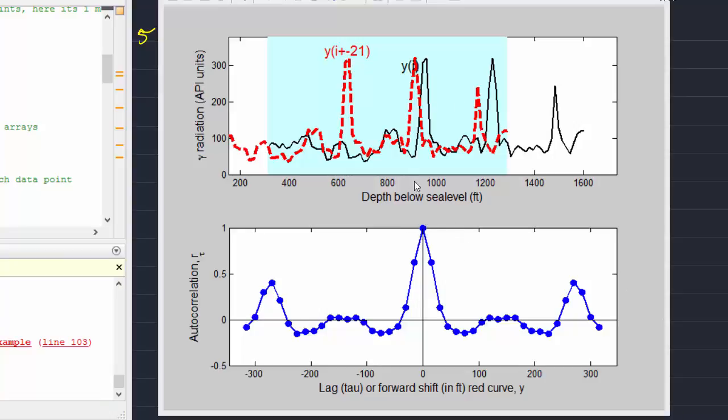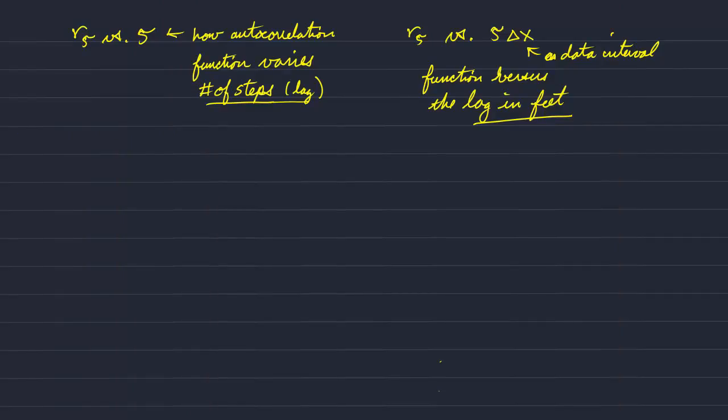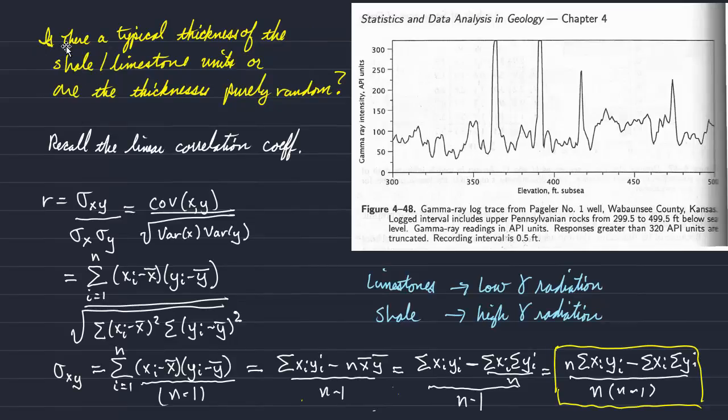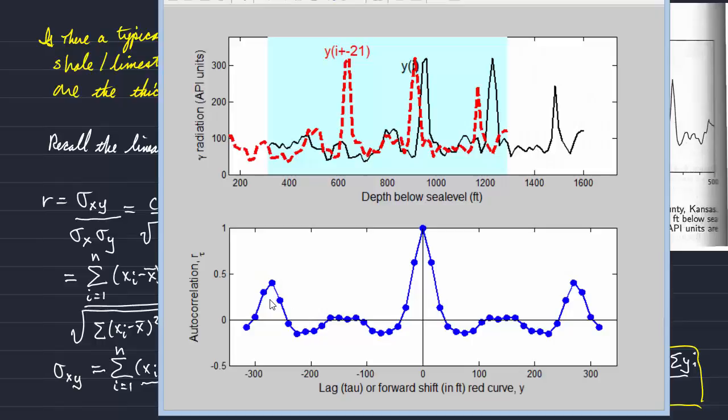So we've noted, besides the central value, which we always expect to be 1, there are some high values, in particular these two relatively high values at lags of about 280 or 275 or so feet. And remember, we wanted to answer the question in a quantitative way, whether there is really a typical thickness of the shale limestone sequences, or are the thicknesses purely random? So we need to determine whether this secondary peak in the autocorrelation is statistically significant. And of course, we're going to do that with a hypothesis test.